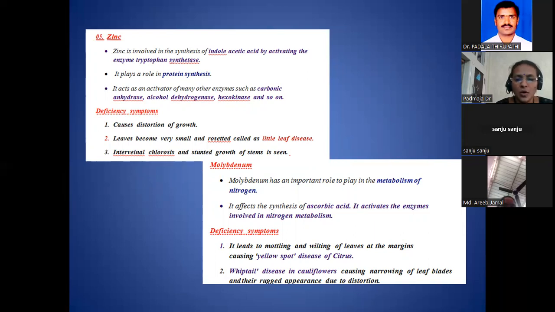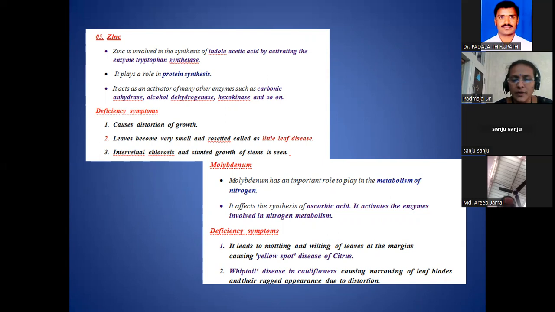And leaves become very small and rosette, called little leaf disease. Here, sometimes the leaf lamina will not become very broad. They will be very small in size, and they even appear like a rosette type. All these leaves aggregate to form a rose-like structure, and due to this shrinkage of the leaf lamina, little leaf disease is seen, and intervenal chlorosis and stunted growth of stems can also be seen. Sometimes one or two mineral nutrients cause the same effect.